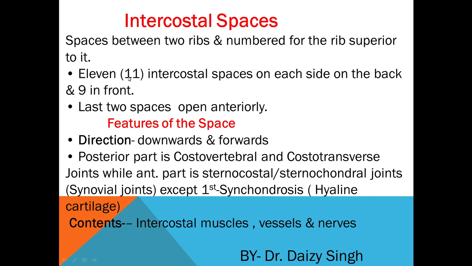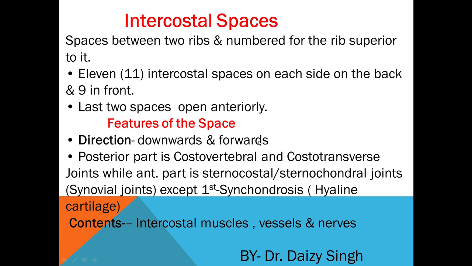There are 11 intercostal spaces on each side of the back, and we have 9 intercostal spaces in front, and the last 2 spaces open anteriorly. The floating ribs, do you remember? If we see the features of the intercostal space, the direction of the spaces is downwards and forwards.